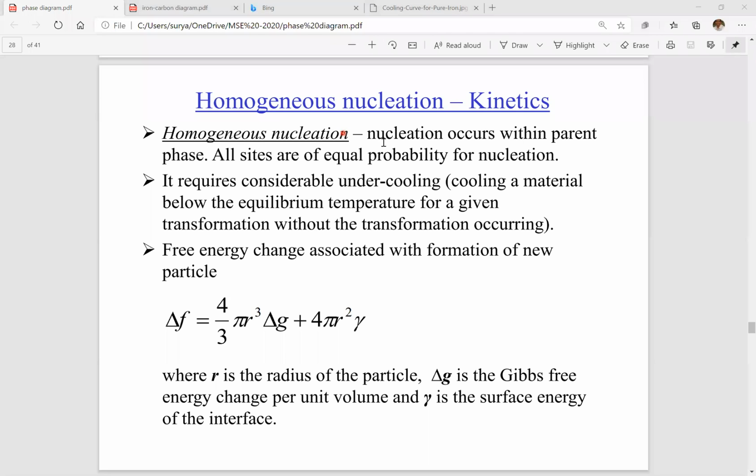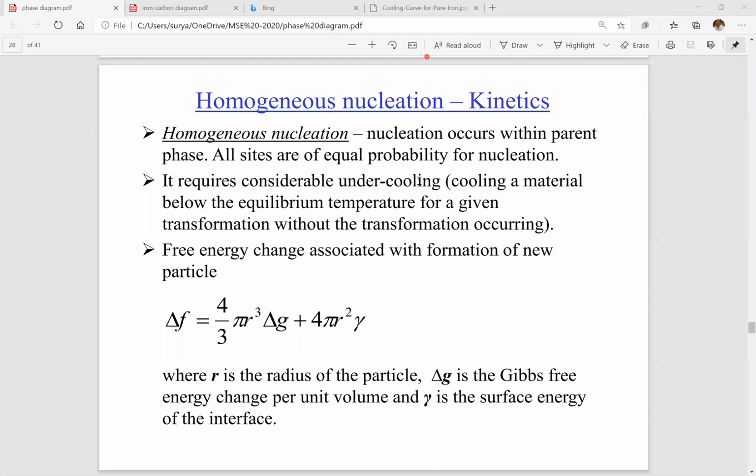Homogeneous nucleation refers to nucleation that occurs within the parent phase. If nucleation occurs at the initial level of any crystal structure, that is called homogeneous nucleation at the parent phase. All sites have equal probability for nucleation. That means all the regions prone to crystal phase transformation or structural changes have equal probability for nucleation. But it requires considerable undercooling.